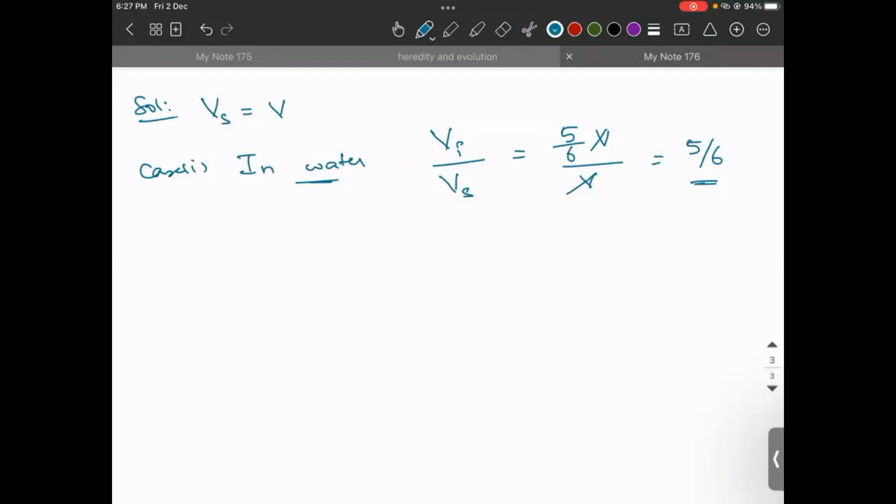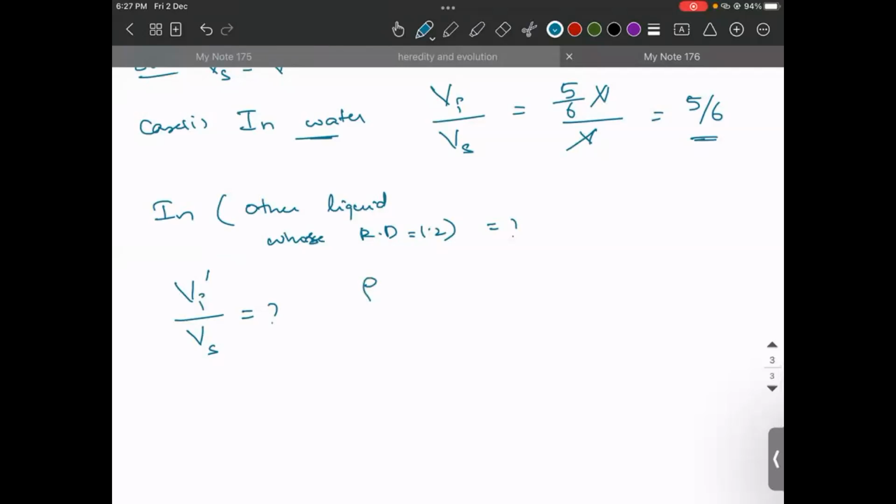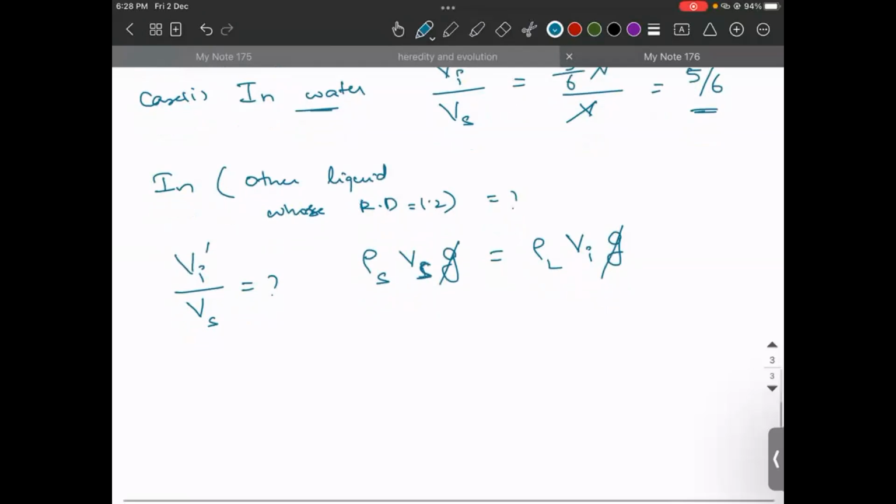Now what they're asking us is, if the same solid is taken into another liquid whose relative density is 1.2, then how much is going to be the volume of the immersed portion? In this case, what is going to be the volume of the immersed portion divided by volume of solid? Okay, that is what we need to calculate. So observe, density of solid into volume of solid into g is equal to density of liquid into volume of immersed portion into g. g and g will get cancelled.